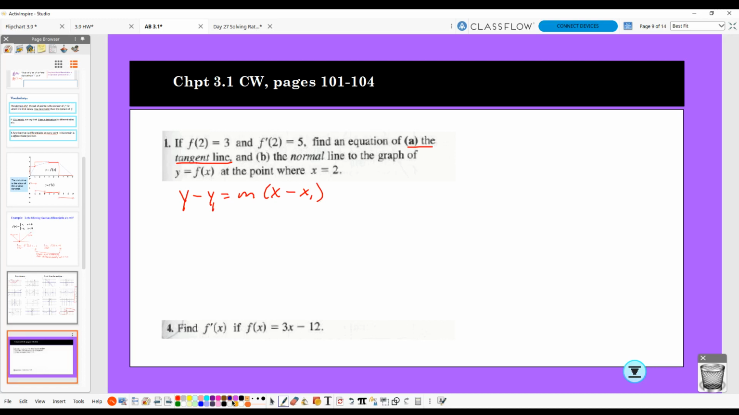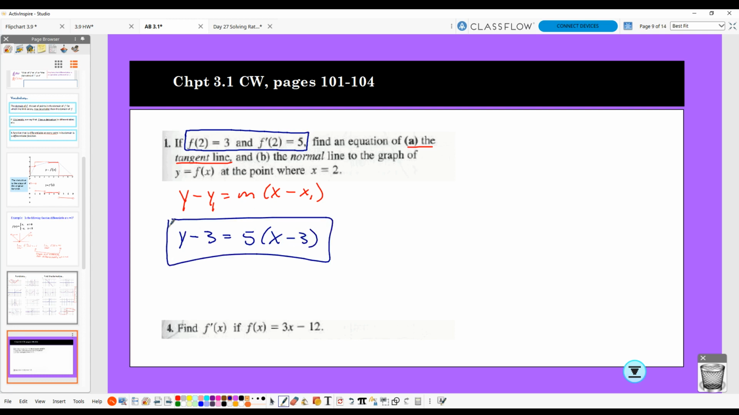The equation of a line that I'd like you to get used to using is y minus the y value equals slope times x minus the x value. In here, they gave us the coordinate is 2, 3, and they gave us the slope is 5. So y minus the y value equals slope times x minus the x value. Stop there. That's the answer to part A.